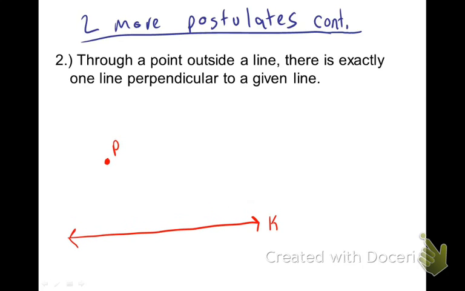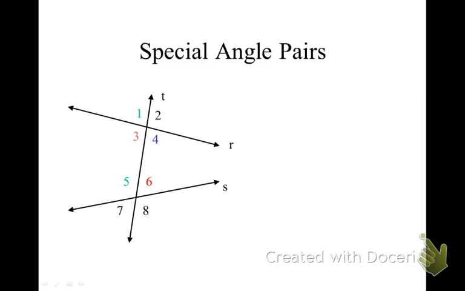If you have a point outside a line, there's only one line perpendicular through that point. And again, that's a postulate. We can't prove it, but we actually can construct it. Note the symbol over to the right here. It says T is perpendicular to K. The perpendicular symbol is an upside down capital T.